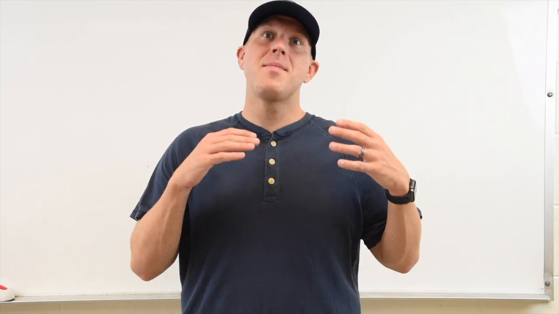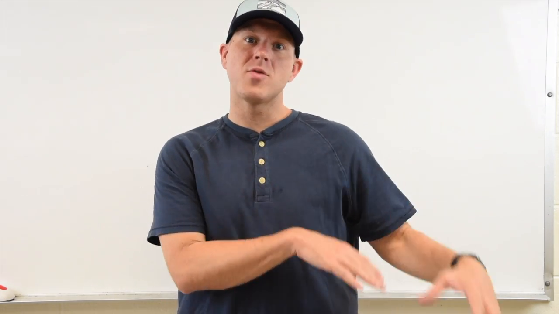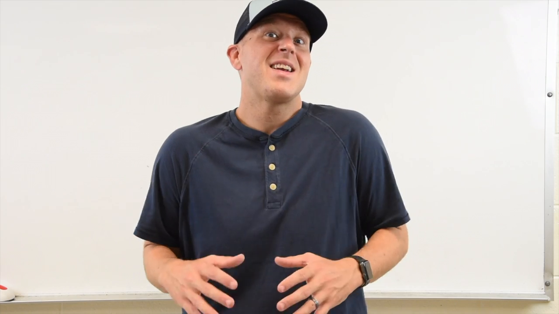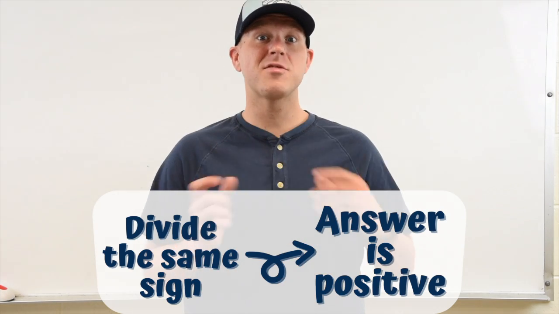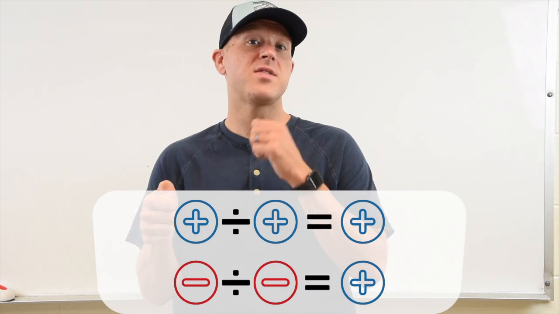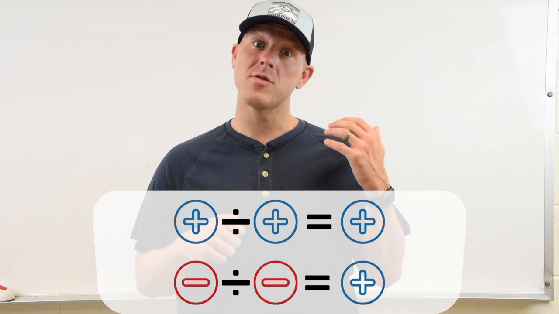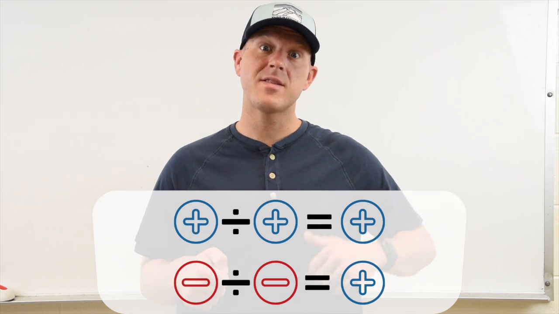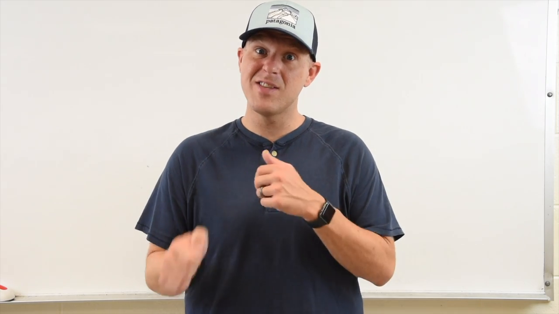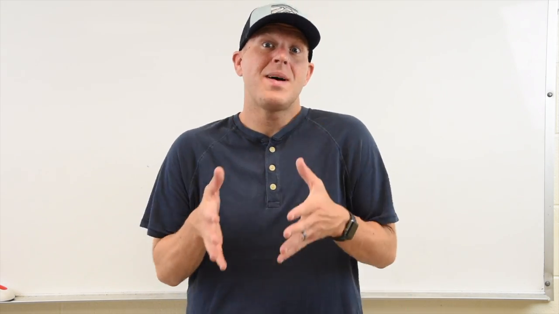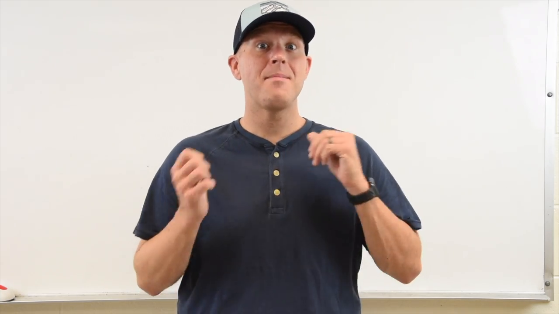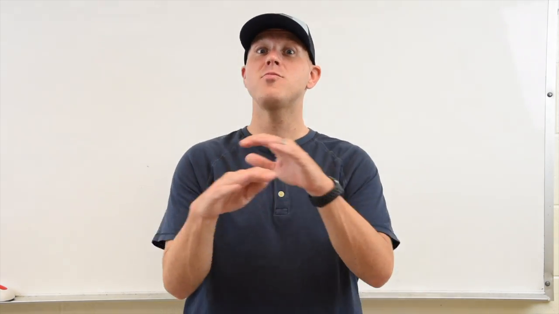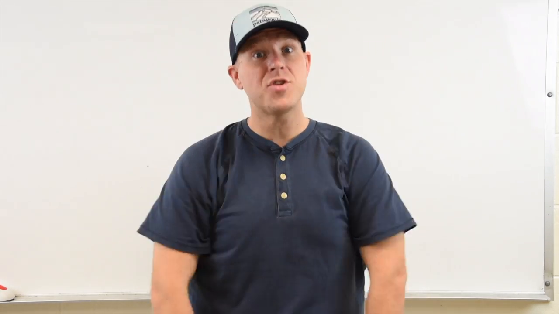All right, so think about it. It's the same rules as multiplication. If I'm dividing the same signs, my answer is positive. So if I'm doing a positive divided by a positive, my answer is positive. And if I do a negative divided by a negative, the answer is positive. They kind of cancel each other out, the two negatives. So if my signs are the same, my answer is positive. It's the same rules as multiplication.